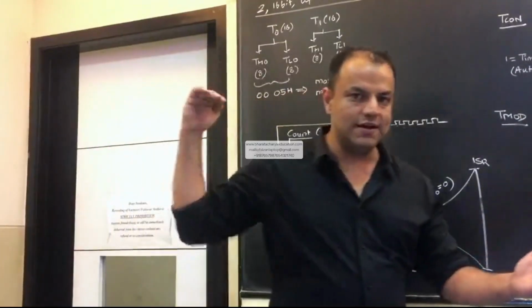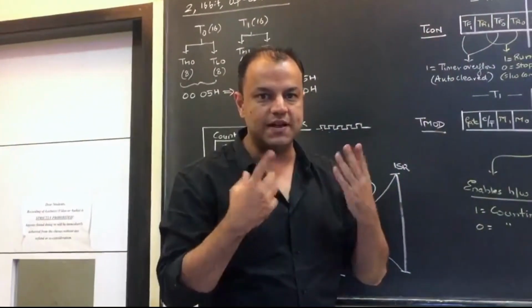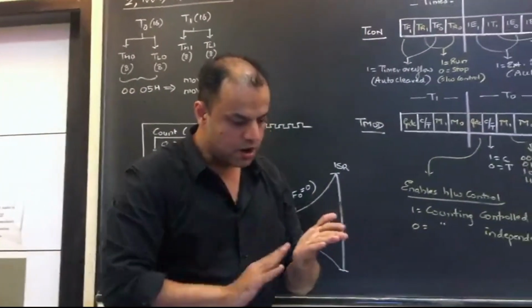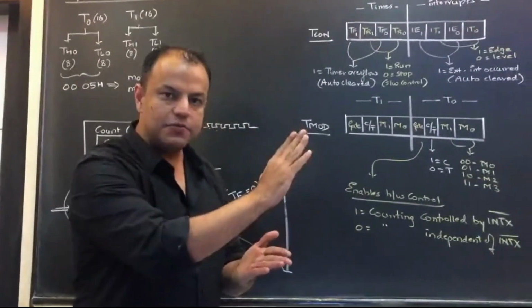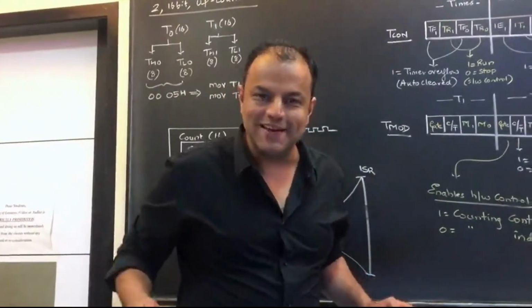The timer will now send an interrupt. To send an interrupt, first of all, it will make this flag 1, reminding the processor that I have overflown. That sends an interrupt. The processor goes to the ISR. As the processor goes to the ISR, the flag automatically gets cleared. Please tell me, did you understand this?